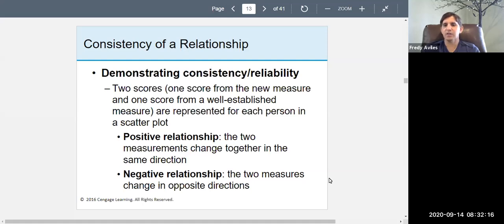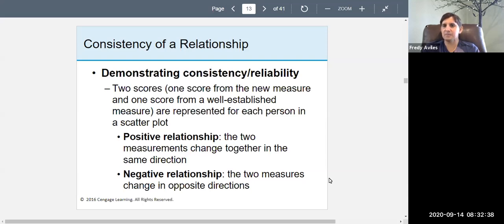If you have a negative relationship, that means the two measurements change in opposite directions. That means that the first time you took the test, let's say you got a high score, and then the second time you got a low score. And it seems to be that way for a bunch of people, because you're going to do this with multiple people and check the scores for each of them. That would be a negative relationship. That would not be reliable, by the way.